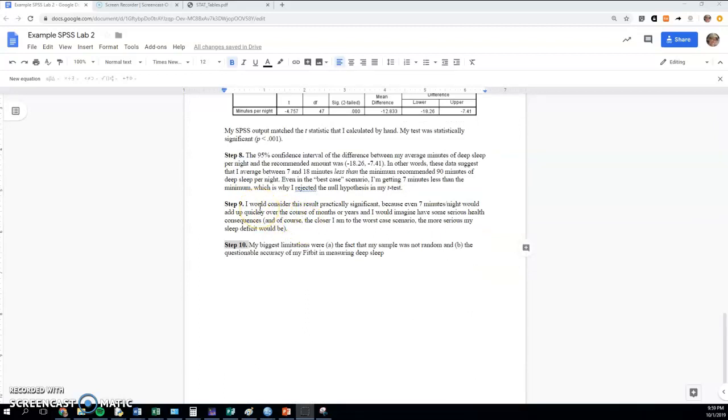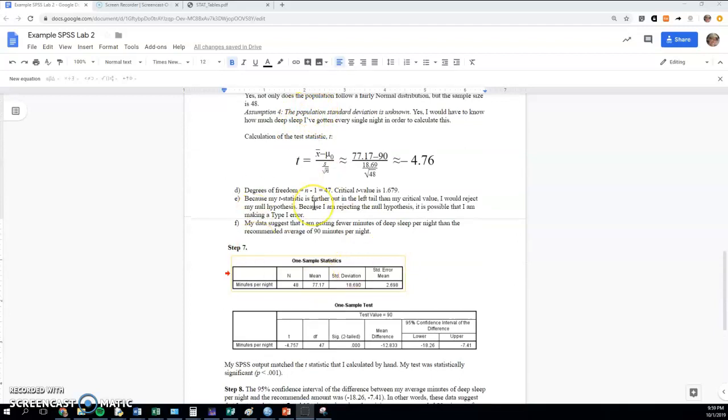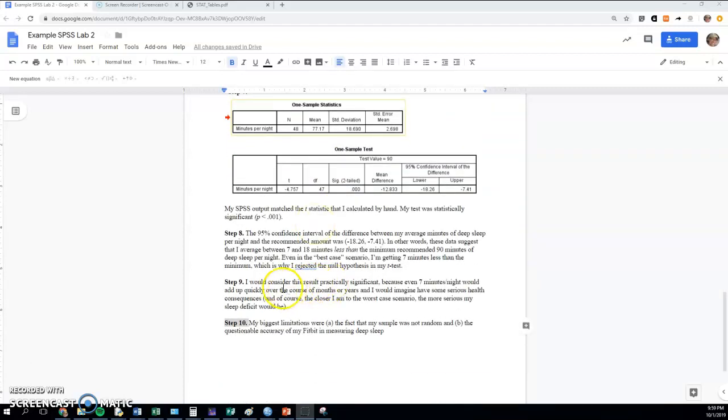Okay, step 9 is practical significance, and this is somewhat dependent on your knowledge of whatever this context is. It answers the question, does it really matter? So the null hypothesis test asks, is there a difference? Are we pretty sure that there's something going on, that there's some difference here from the null hypothesis mean? But this practical significance idea answers the question, does it even matter in real life? And in my case, I think it does, because to me, getting deep sleep is important.